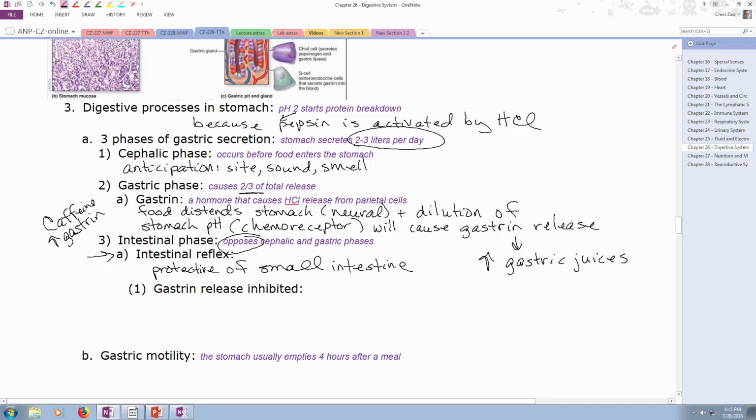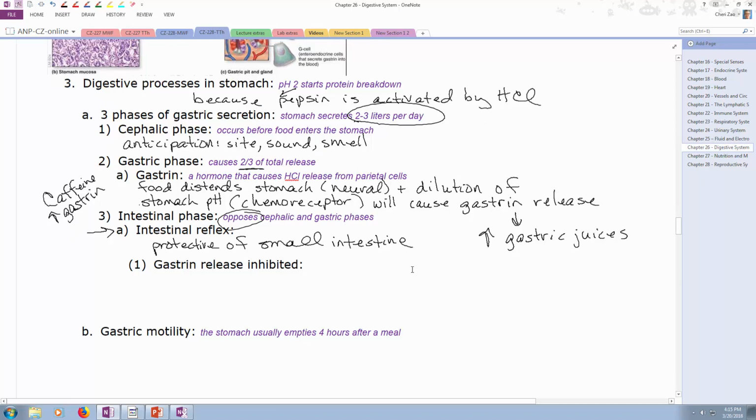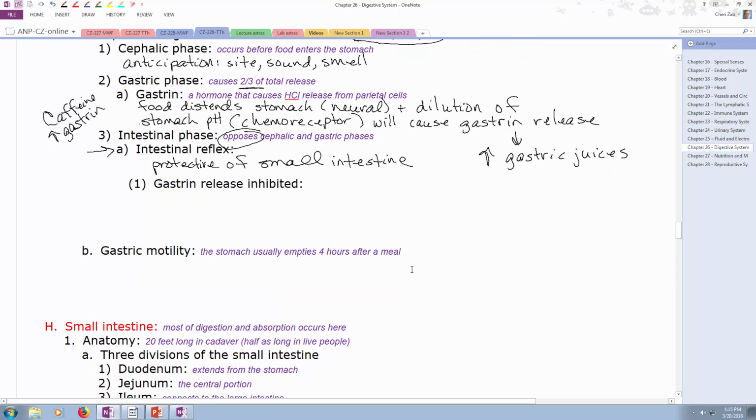We want to inhibit gastrin release. If food is entering the small intestine, we don't need to be putting a whole bunch more stomach acid into the stomach, because now we're actually going into the small intestine for further digestion and absorption. So let's inhibit this gastrin release. This is also by the same mechanism that stimulated gastrin production in the stomach.